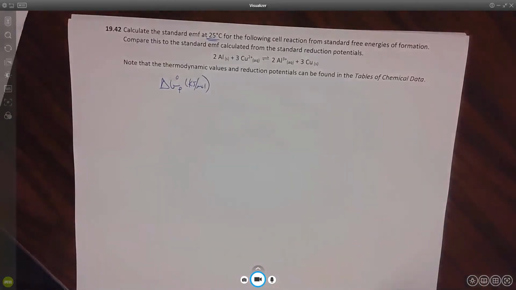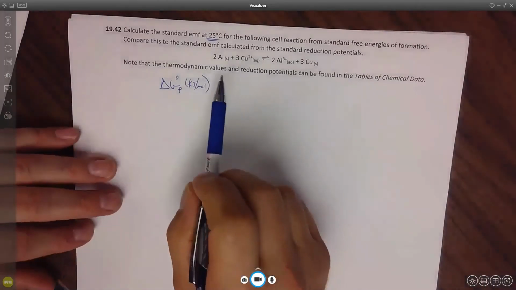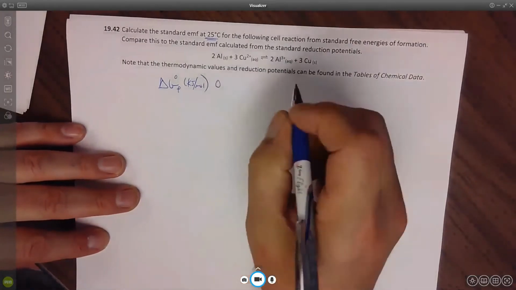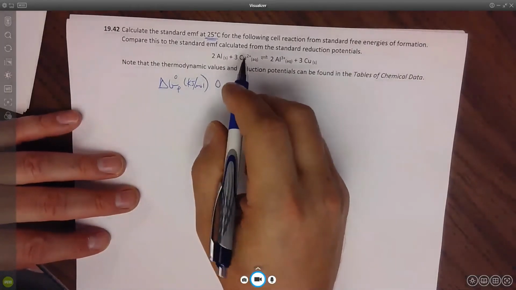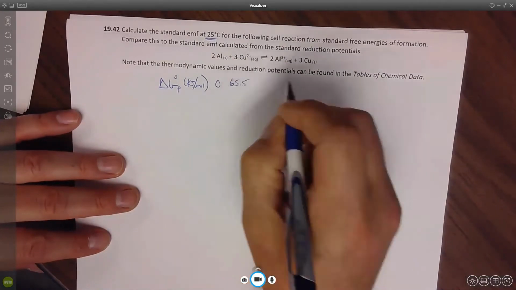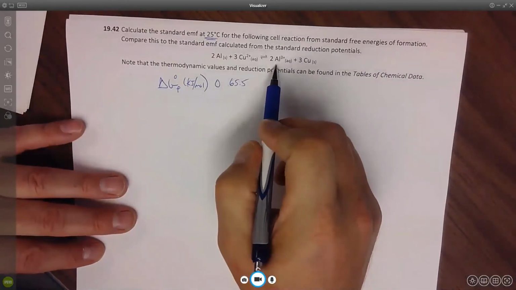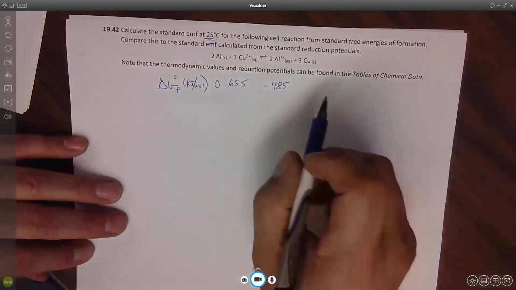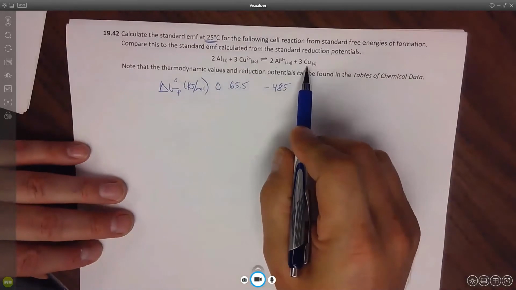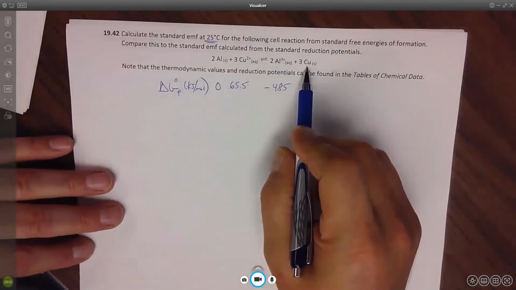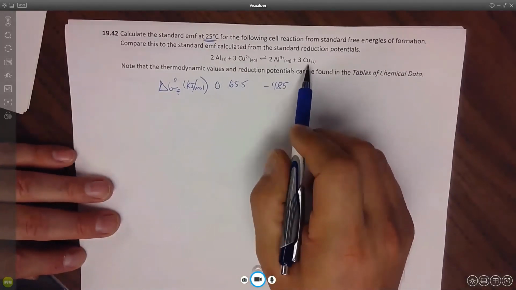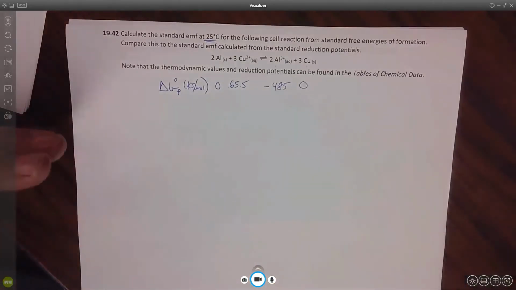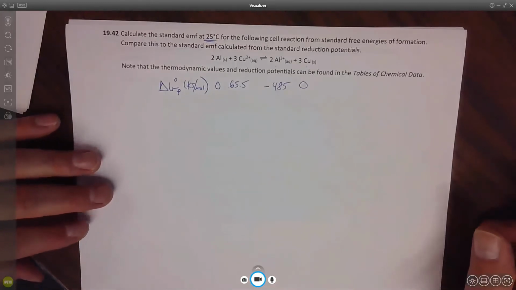So right off the bat, again, since I understand what free energies of formation are, in its elemental form, it has to be 0, so I don't even need to look that up. I will need to look up the copper 2 plus, which is 65.5 kilojoules per mole. I will need to look up the aluminum 3 plus, which is negative 485 kilojoules per mole. And again, I can see copper, that is its elemental form, right? At 25 degrees Celsius in 1 atmosphere, copper is monatomic and it's a solid. It's black on a periodic table, so I know too that it's 0. Or you can look it up. It just takes longer, okay?